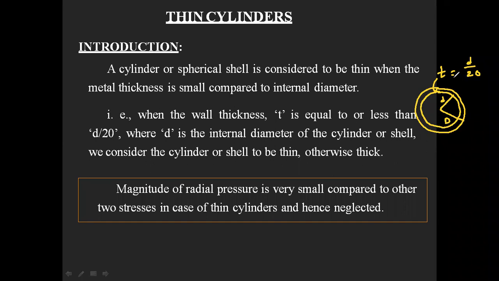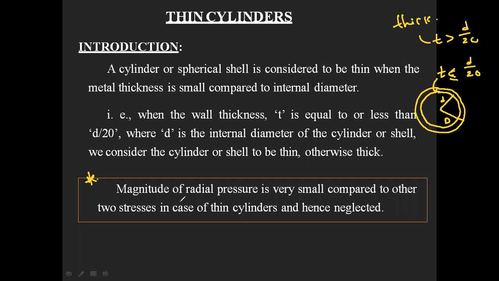Otherwise, when the thickness T is greater than D by 20, we need to consider it as a thick cylinder. Here what happens is the magnitude of the radial pressure is very small compared to the other two stresses in case of thin cylinders, and hence we are going to neglect the radial pressure. Very important.